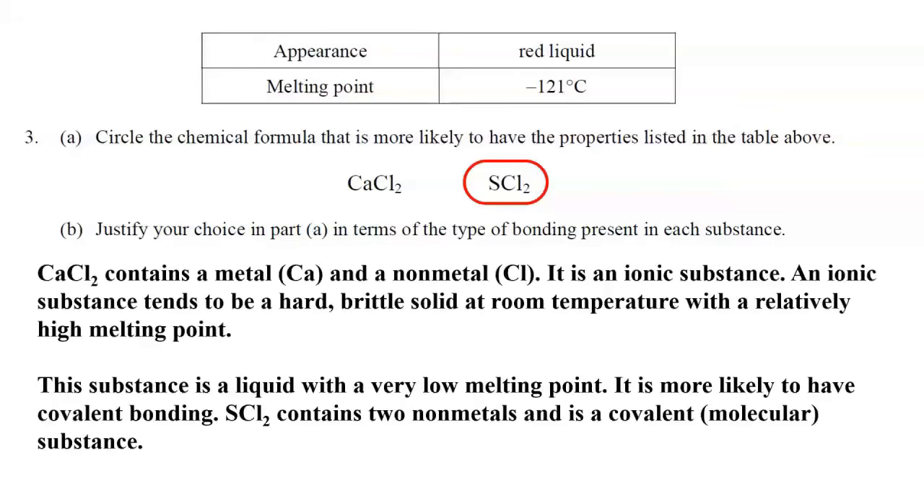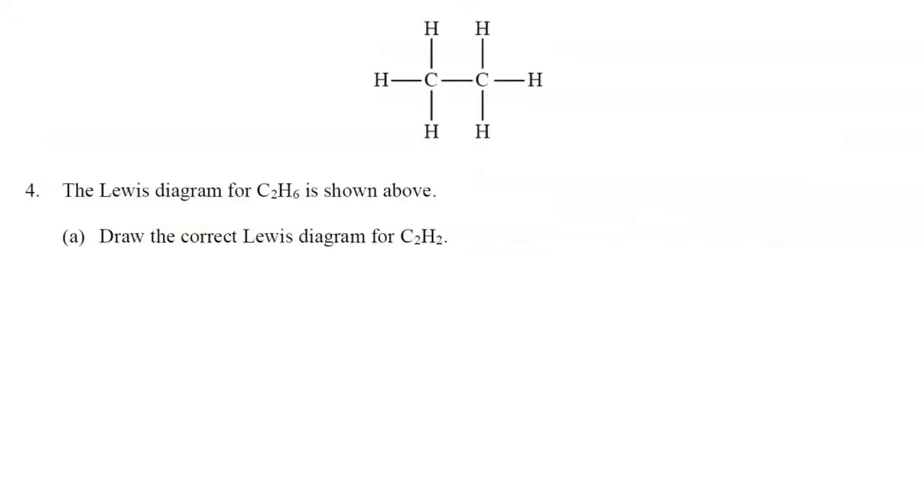Calcium chloride contains a metal, calcium, and a nonmetal, chlorine. It is an ionic substance. An ionic substance tends to be a hard, brittle solid at room temperature with a relatively high melting point. This particular substance is a liquid with a very low melting point. It is more likely to have covalent bonding, and sulfur dichloride, SCl2, contains 2 nonmetals, so it's a covalent or molecular substance.